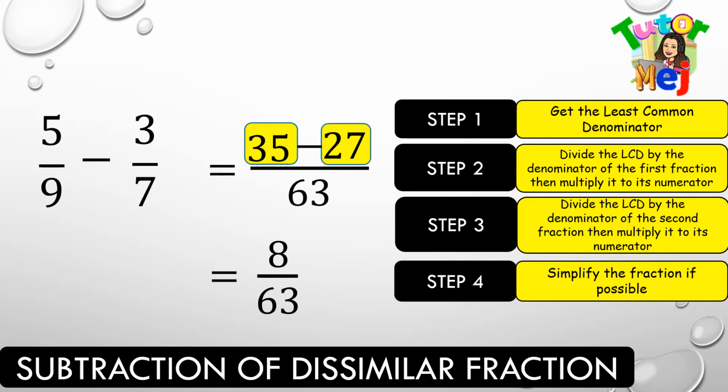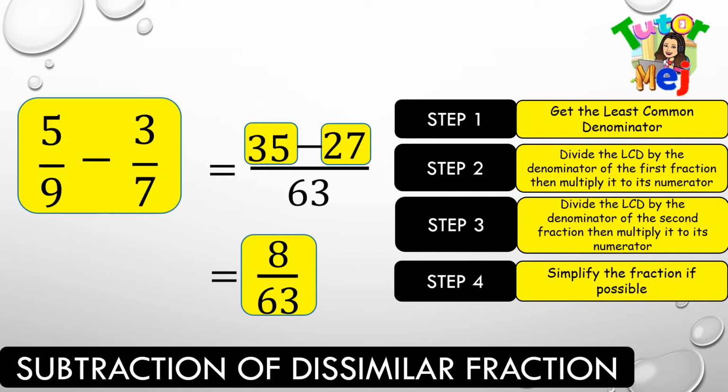So, sa step 4 natin, simplify the fraction if possible. Take note of the word if possible. So, we have no common factors for 8 and 63. Therefore, 5 over 9 minus 3 over 7 is equal to 8 over 63.